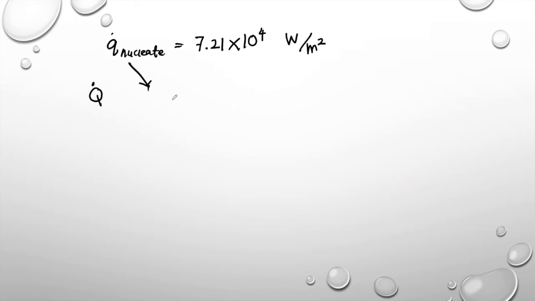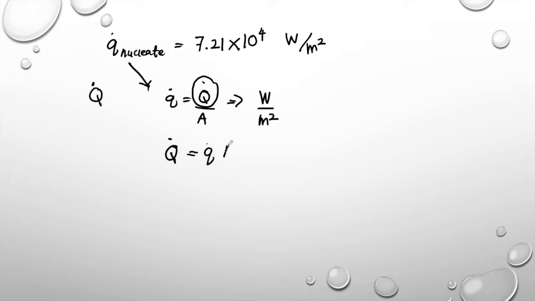We know that Q nucleate is Q dot over area, because the unit is watt per meter square. Q dot is watt, and A is meter square, so this gives you watt per meter square. In order to determine the rate of heat transfer, you have to rearrange this equation. So Q dot equals heat flux times area.